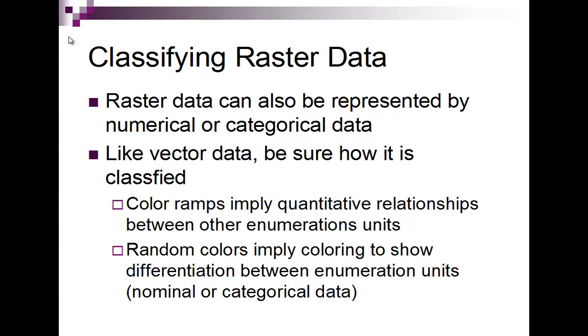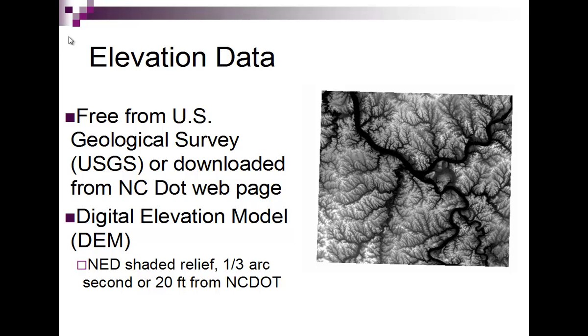We can reclassify data. Raster data can also be represented by numerical or categorical data, say elevation. Like vector data, be sure you know how it's classified. We have things called color ramps, which go from, say, light yellow to brown or light blue to dark blue. And when we have these color ramps, we imply some sort of quantitative relationship between them, meaning these are somehow related. Now, if you look at a map of the United States, you don't go from yellow to brown to dark brown. You have different colors. You got a red, a pink, an orange, a blue. So we just try to show the differences between those. Now you can see elevation data. We go from black all the way up to white.